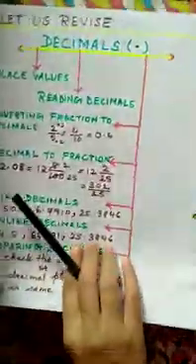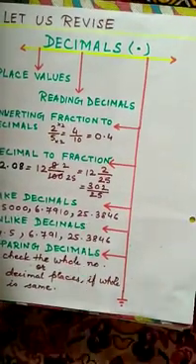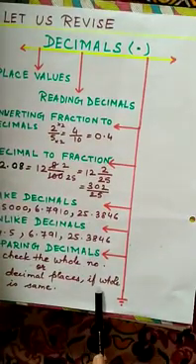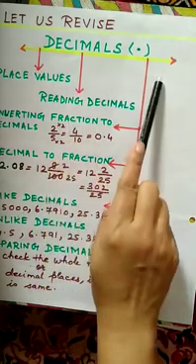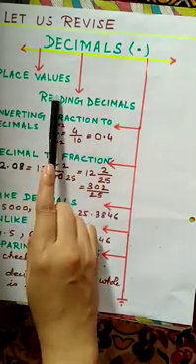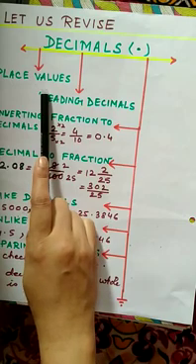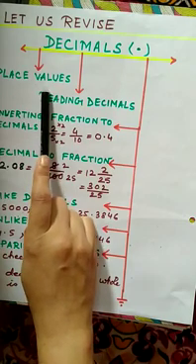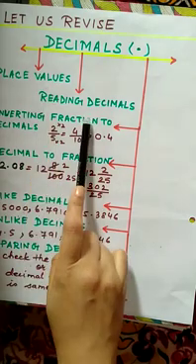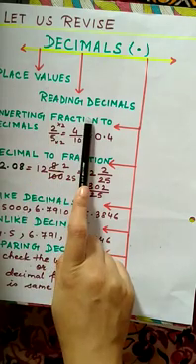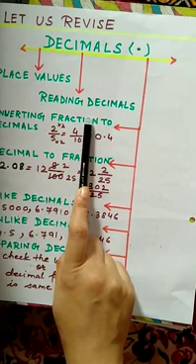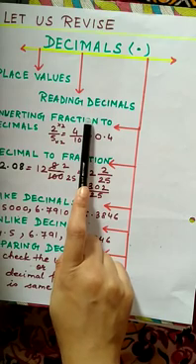Next we have a revision here. Let's revise what we learned till now. In decimals, first we learned about the place values. We have whole numbers and we have the decimal places. In decimal places, we always add THS. Then we learned reading decimals in 2 ways. We read the decimals with the places, and the digits after the decimal have to be read separately.